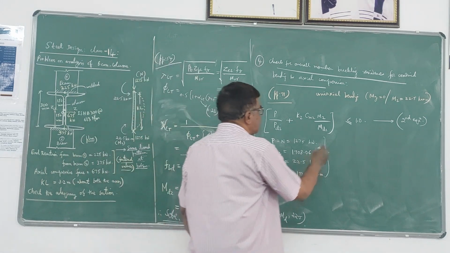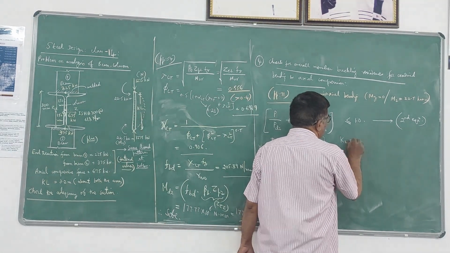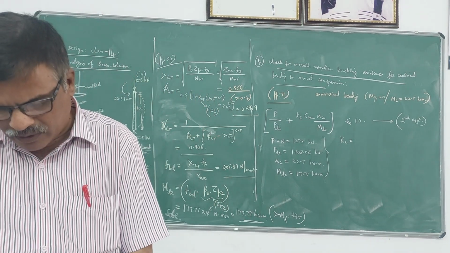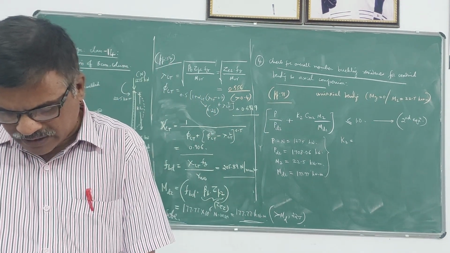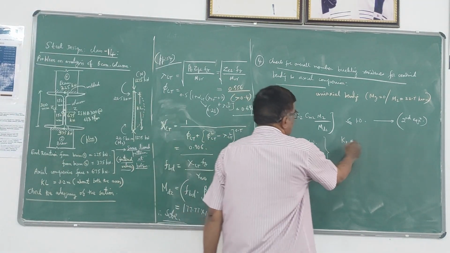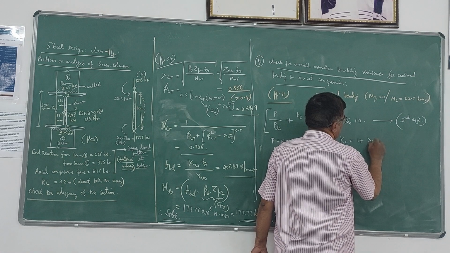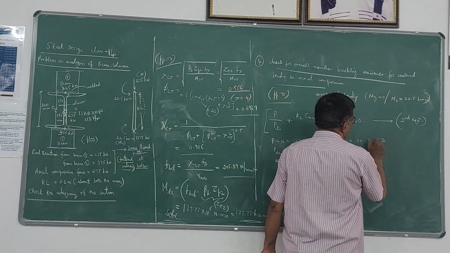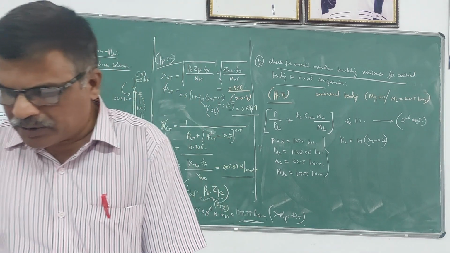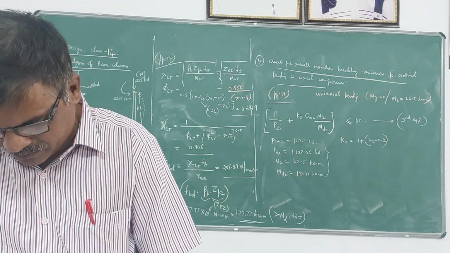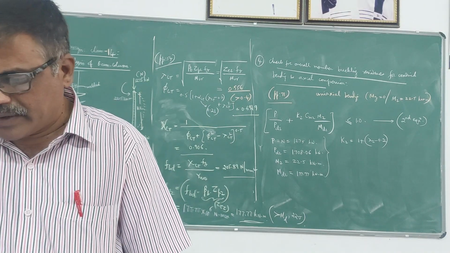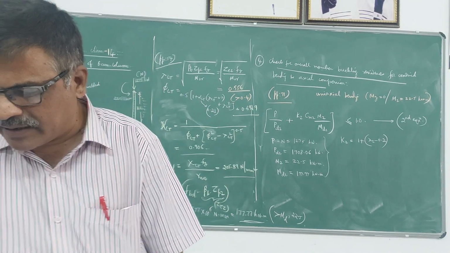KZ is once again given by the formula on the same page. You can note down: KZ is equal to 1 plus lambda Z minus 0.2, into P by PDZ.